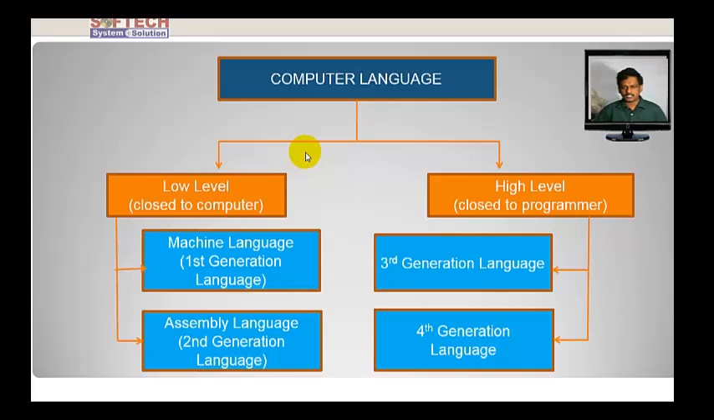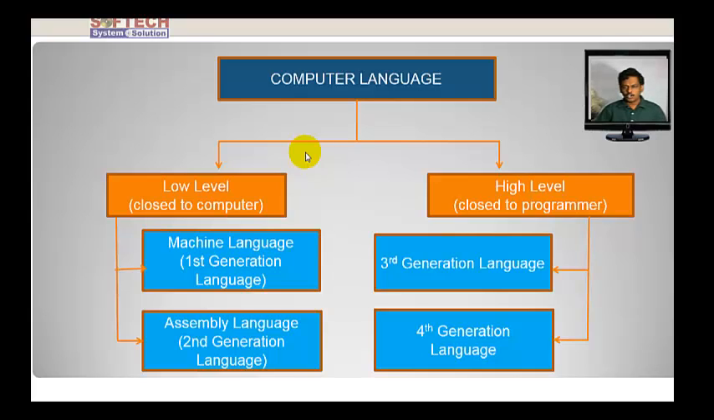Computer languages are classified into two types. One is low level language, the second is high level language. Low level language is closer to the computer. The distance between the computer and the language is very small, so the level is low. That's why it is called low level language. So it is closer to the computer.